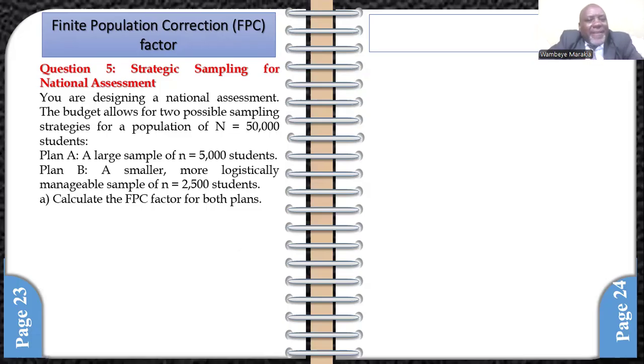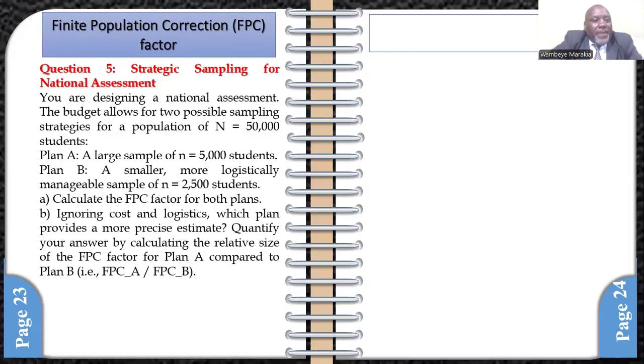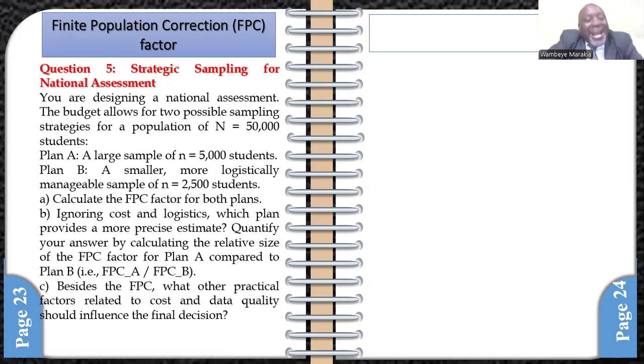Calculate the FPC factor for both plans. Ignoring the cost and logistics, which plan provides a more precise estimate? Quantify your answer by calculating the relative size of the FPC factor for Plan A and compare it with Plan B. Besides the FPC, what other practical factors related to cost and data quality should influence the final decision?